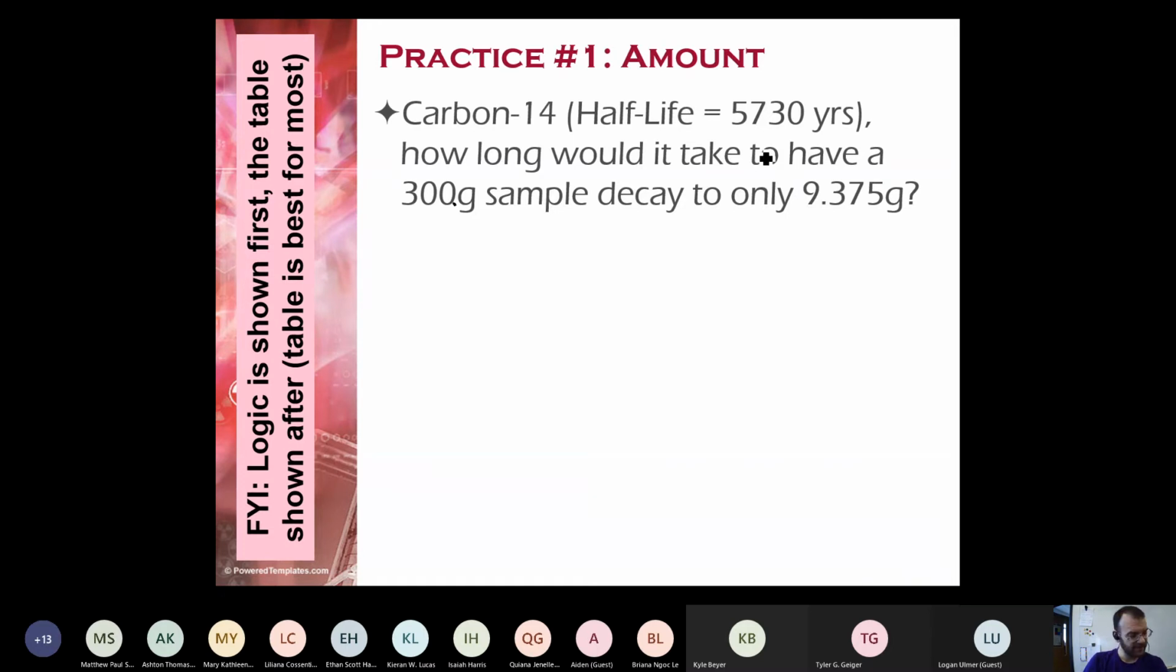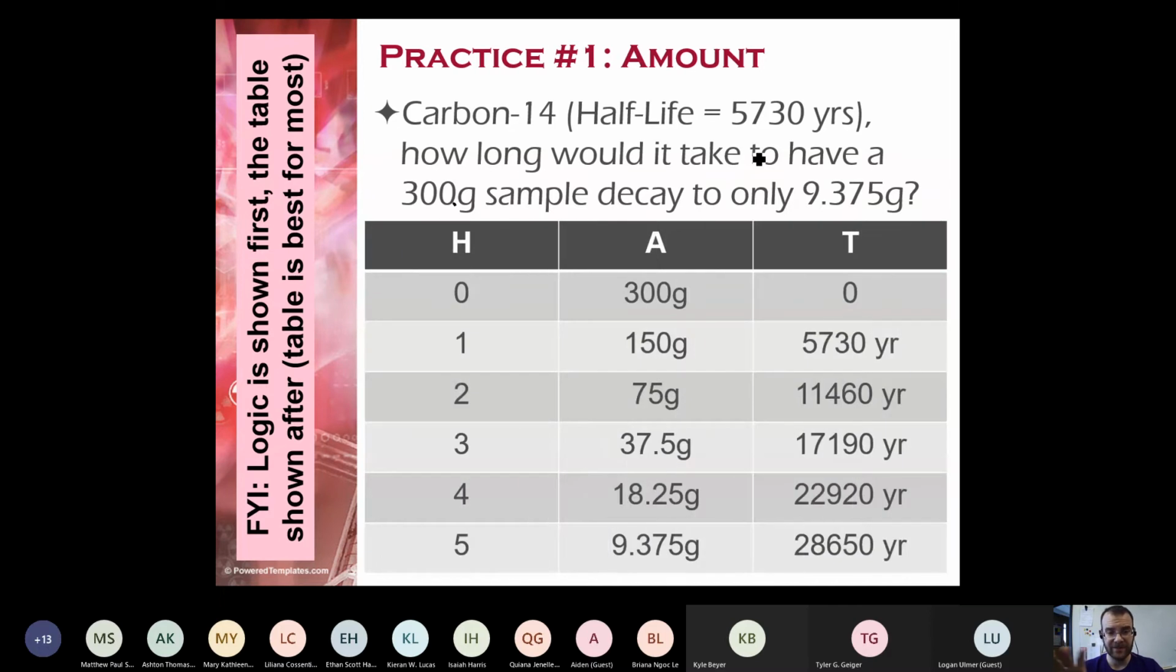Okay, so here's the deal. You set up your table like you normally do, half-life 0 times 0, and then you build the problems like so. Now in this case, we got all the way to 5 half-lives is what it took to get from 300 to 9.75 grams. And that here is the raw answer.